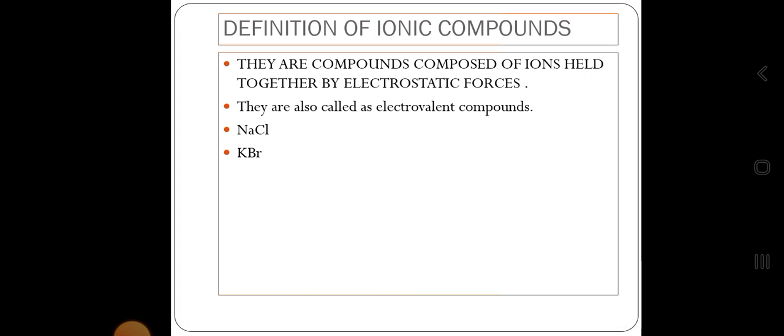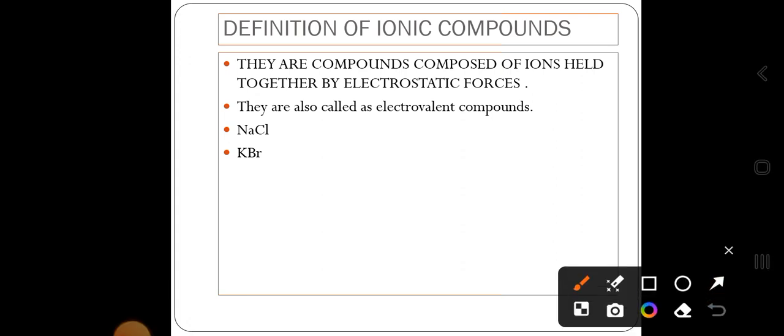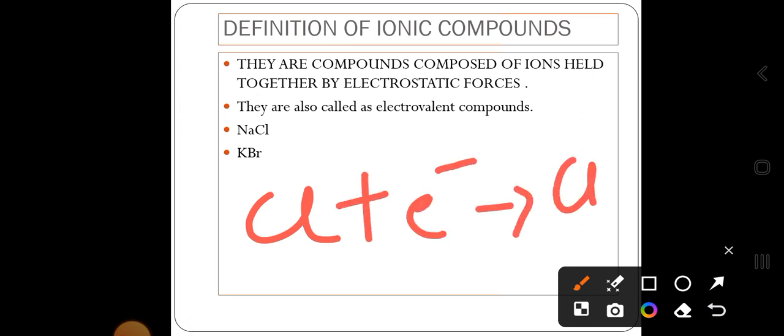Similarly, chlorine, on the other hand, is a non-metal, and it has a tendency to accept electrons and get a negative charge. So non-metals are called electronegative elements.